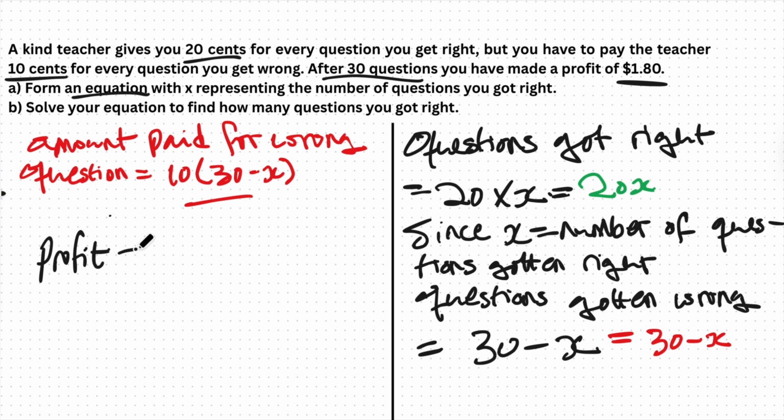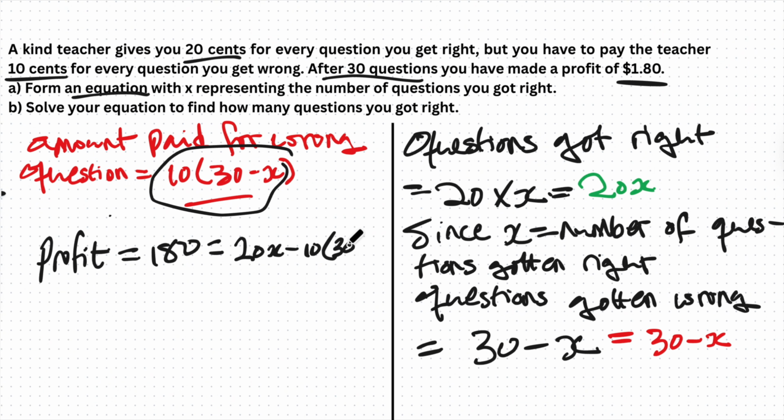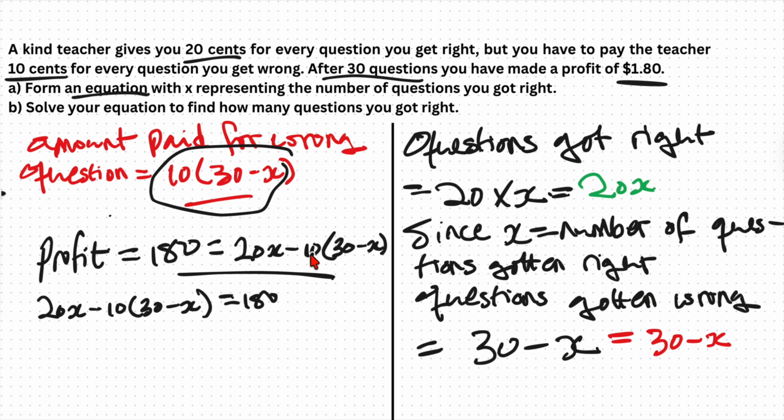The profit is equal to 180 cents, and how do we get it? We get it by subtracting the amount we paid for the wrong questions from the amount we gained from getting questions right. So what I'm trying to say is that what we get is 20x minus 10 open bracket 30 minus x. This is the whole expression. So let's write this properly. Right now we can just solve for x.